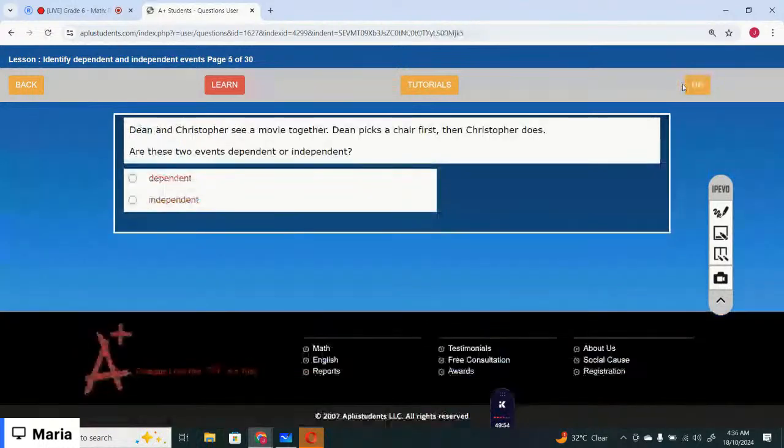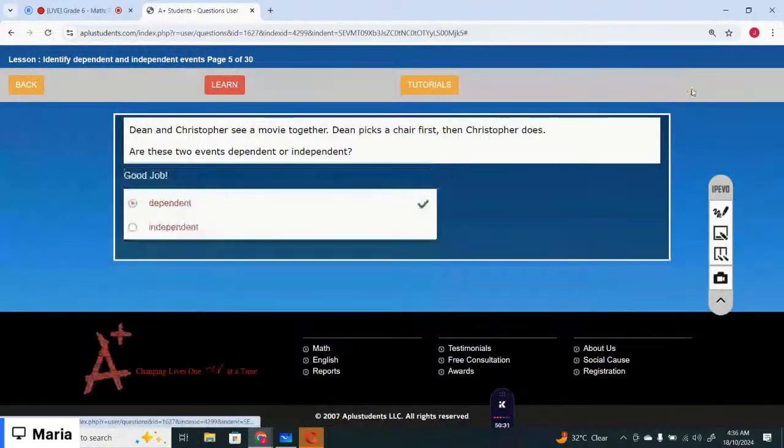Dean and Christopher see a movie together. Dean picks a chair first, then Christopher does. Are these two events dependent or independent? Dependent events, right? Because for the first time they have two chairs. One chair is selected by Dean. Now Christopher has only one chair. So that means they are dependent events.